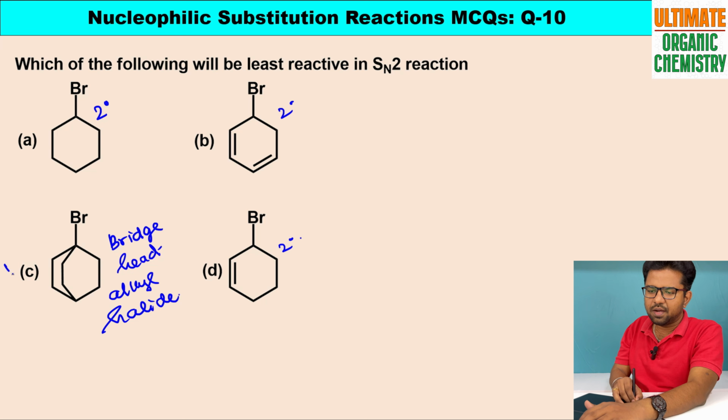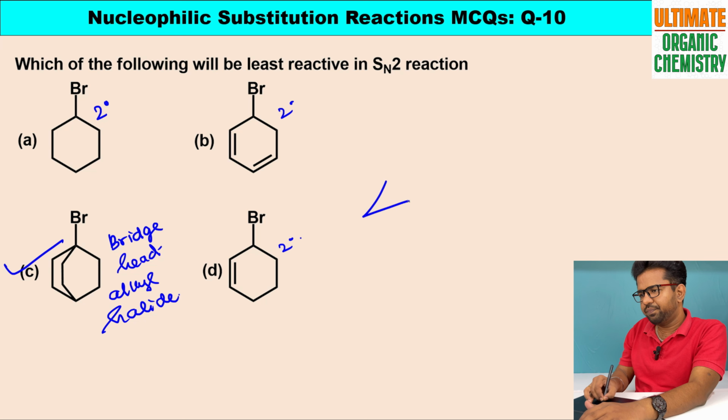The answer is option C. Bridge-end alkyl halide will be the least reactive in SN2 reaction. Why? Let me explain the reason here.